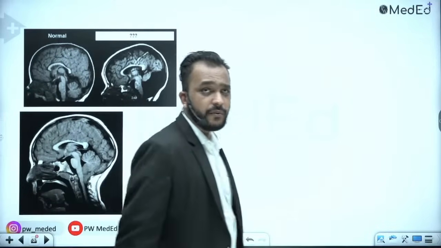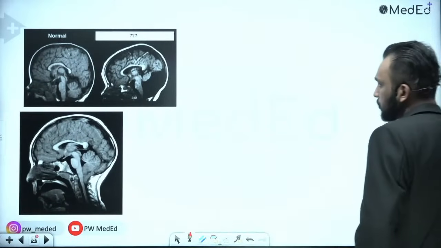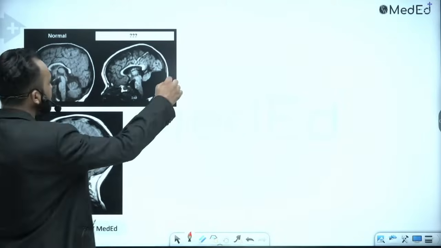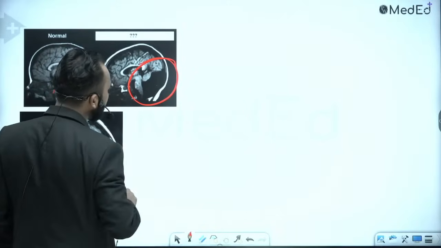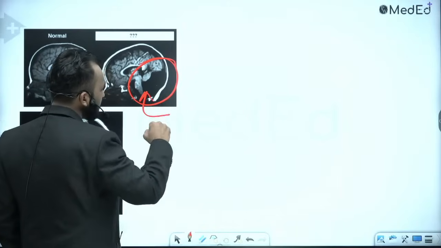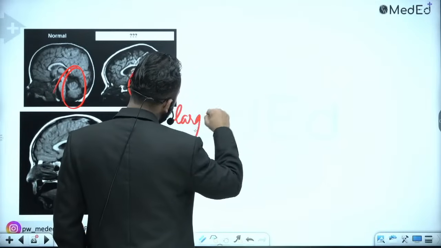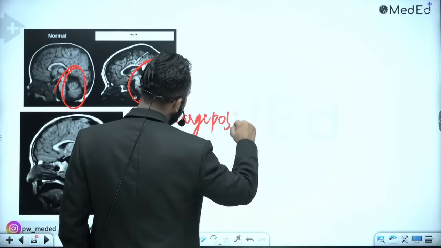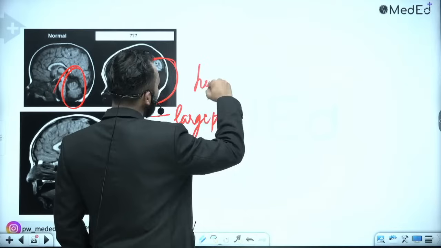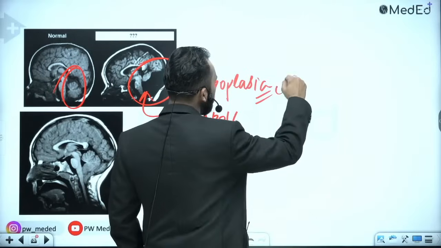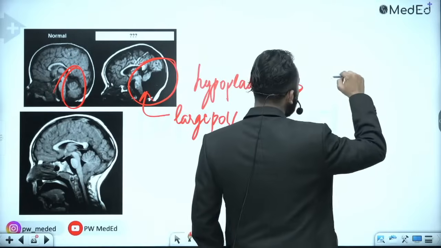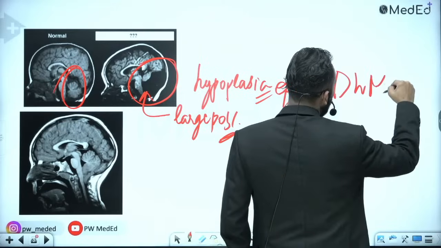So all these features, pheochromocytoma, then your hemangioblastoma and pancreatic cyst, can be present in a patient with von Hippel-Lindau syndrome, right? So talking about a few congenital anomalies. In this first image we can see that this is a normal patient, and in the second patient we can see that there is a large posterior fossa cyst. There is hypoplasia of the vermis. This is seen in patients with Dandy-Walker malformation.